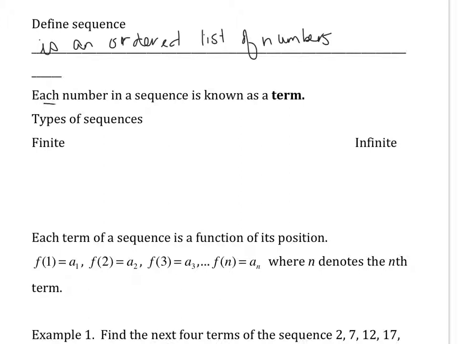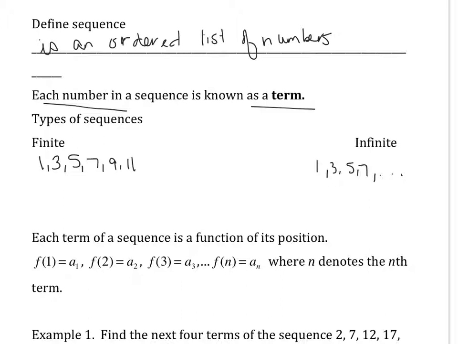Each number in that sequence is known as a term. There are two types of sequences. A finite one would mean that you know exactly how many terms are in the sequence. So this would be like 1, 3, 5, 7, 9, and 11, and the sequence ends. Infinite is where you'll see a similar sequence. However, at the end it has these 3 dots, and these 3 dots mean it's going on forever.